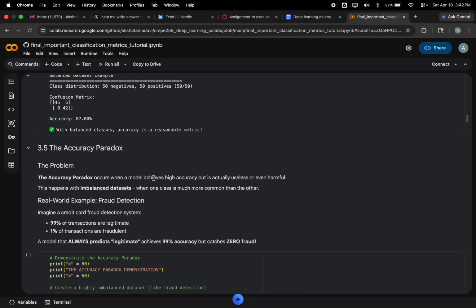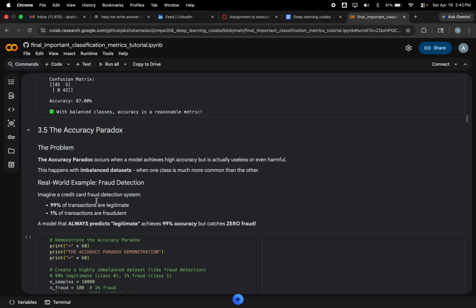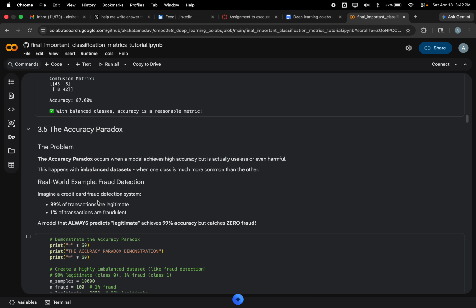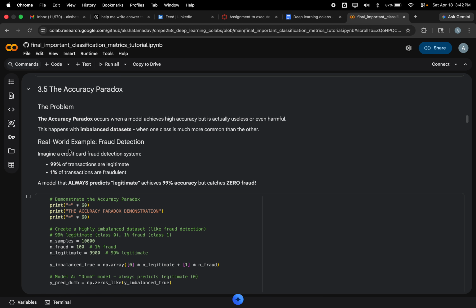So the problem, the accuracy paradox, occurs when a model achieves high accuracy but is actually useless or even harmful. This happens with imbalanced datasets, when one class is much more common than the other. For example, imagine a credit card fraud detection system. 99% of the transactions are legitimate and only 1% are fraudulent. So the model that always predicts legitimate achieves 99% accuracy but catches zero fraud.